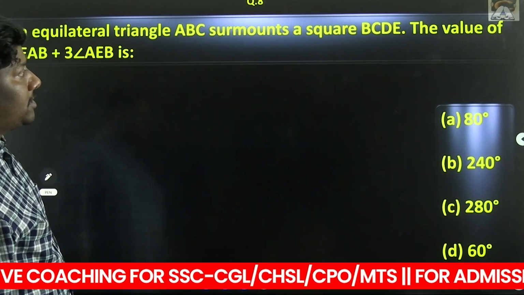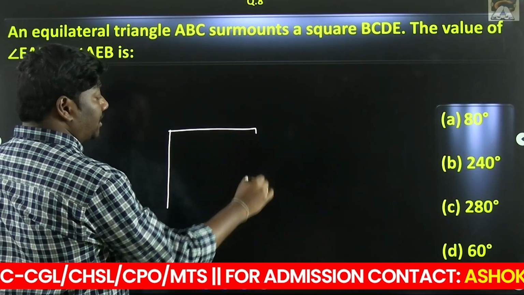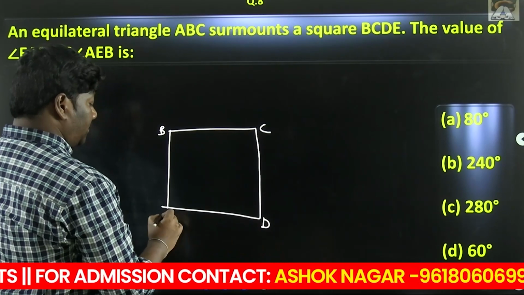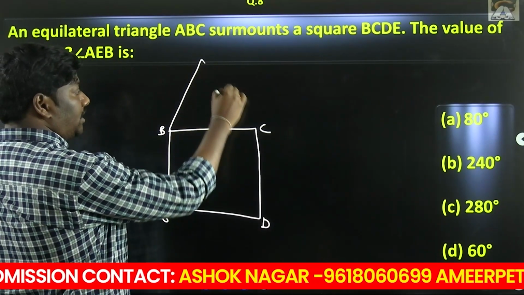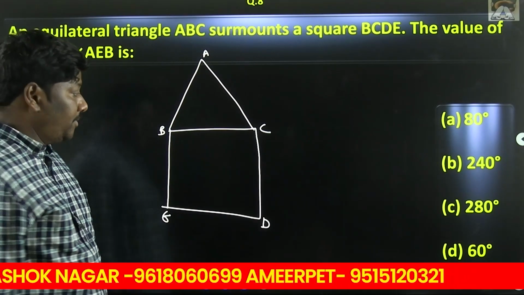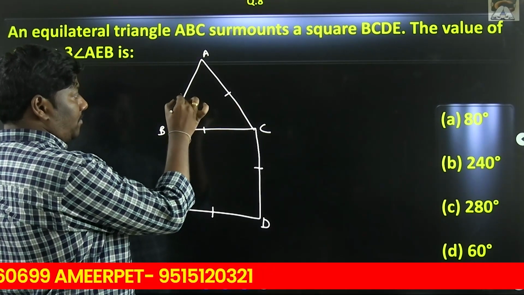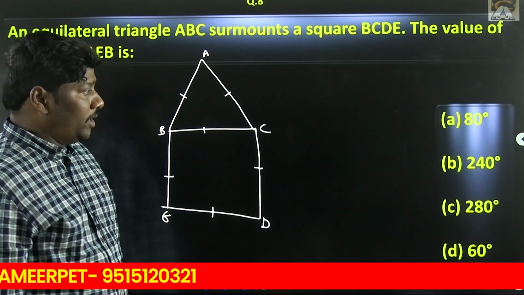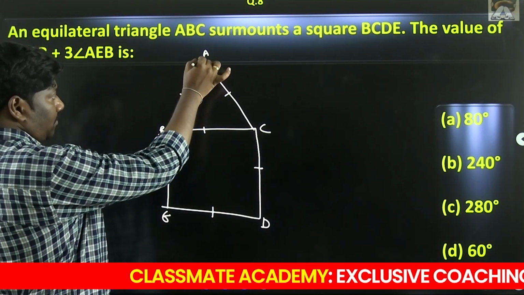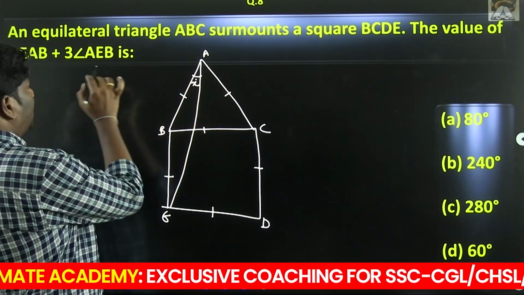Equilateral triangle ABC surmounts on a square BCDE. The equilateral triangle ABC sits on the square. We know all sides of a square are equal, and in the equilateral triangle all sides are equal here. Now you can say the value of EAB, if it is theta or else x degrees.